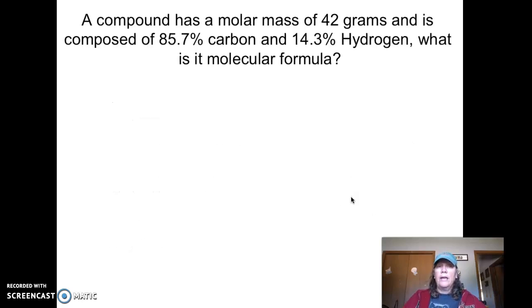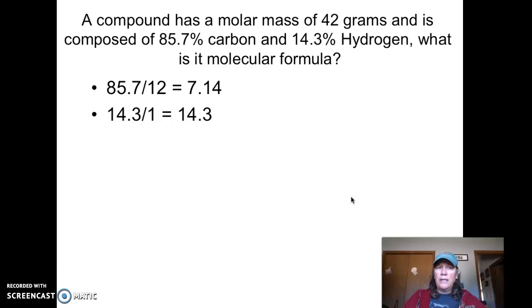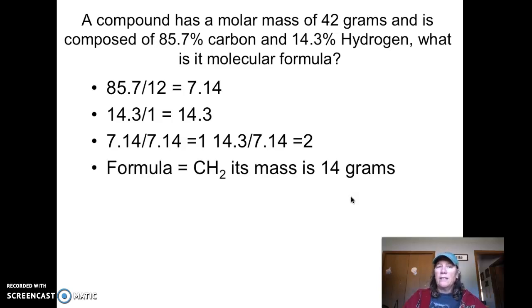Here's another one. We have a compound that has a molecular mass of 42 grams and is composed of 85.7% carbon, 14.3% hydrogen. What's its molecular formula? So we do the simplest formula steps first. We take our 85.7 and divide by 12, the mass of carbon. We take our 14.3 and divide by 1. Don't you just love when you use hydrogen? We set up our ratios, take the smallest number, 7.14, divide them both by that, and we get a 1 to 2. So our formula is CH2. That's the simplest formula.